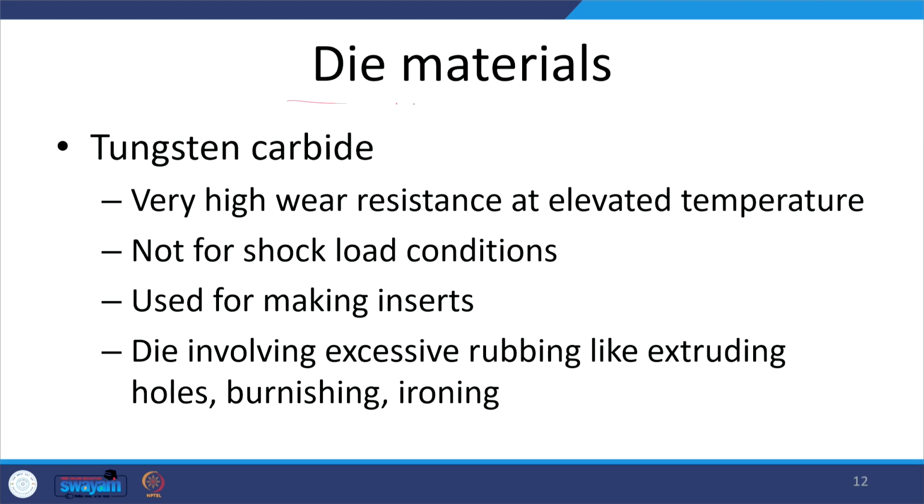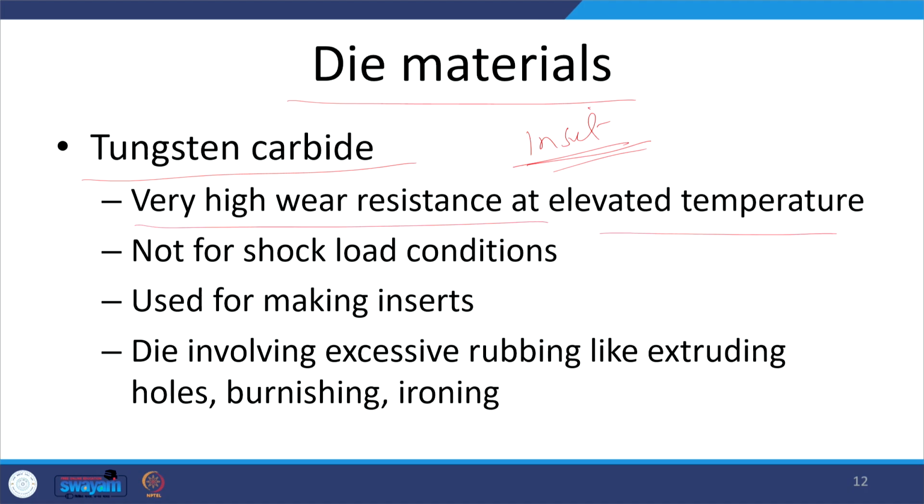Another one, which is very commonly used especially under very severe conditions of rubbing of the metal, especially at a high temperature, is tungsten carbide. Tungsten carbide is used for making the inserts which are fitted in a suitable seat of relatively low cost, like mild steel or alloy steels. The inserts interact with the metal in the form of rubbing, or with the metal at a higher temperature. When tungsten carbide is used for making dies or punches, it allows very high wear resistance even at an elevated temperature.